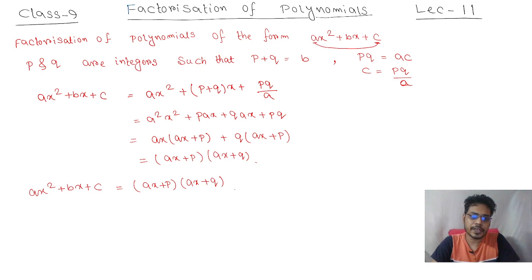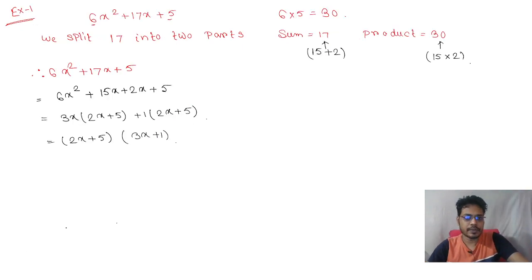Now c is equal to pq by a. Now ax square plus bx plus c, we can write as ax square plus, instead of b we can write p plus q, so p plus q into x, plus instead of c we can write pq by a. So it will be written in the form of a square x square plus pax plus qax plus pq. If we multiply each term with a, then we will get ax plus p into ax plus q. Okay, now coming to the example, 6x square plus 17x plus 5.